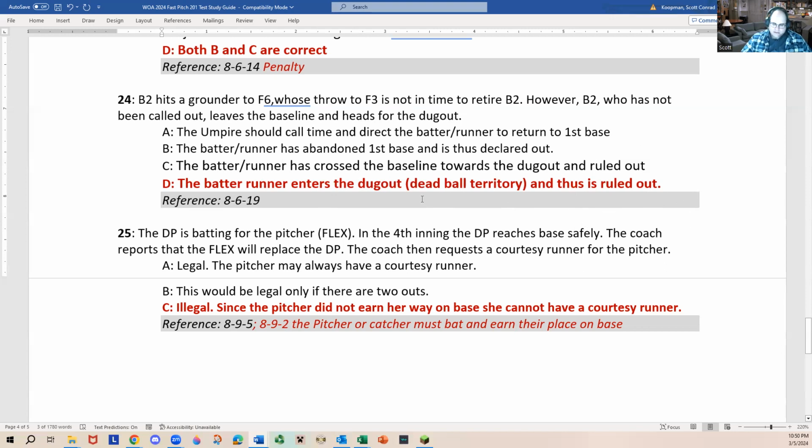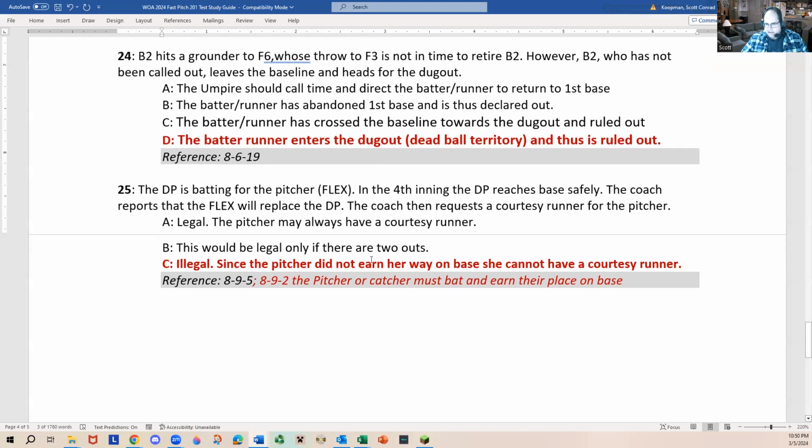And that's it. The player could make it all the way to the dugout and somebody tells them, hey, you're safe, go stand on first. And then they head back to first, perfectly legal, they get to stay on first. As soon as they step into the dugout, then they're out. They have abandoned a base to which they are legally entitled.